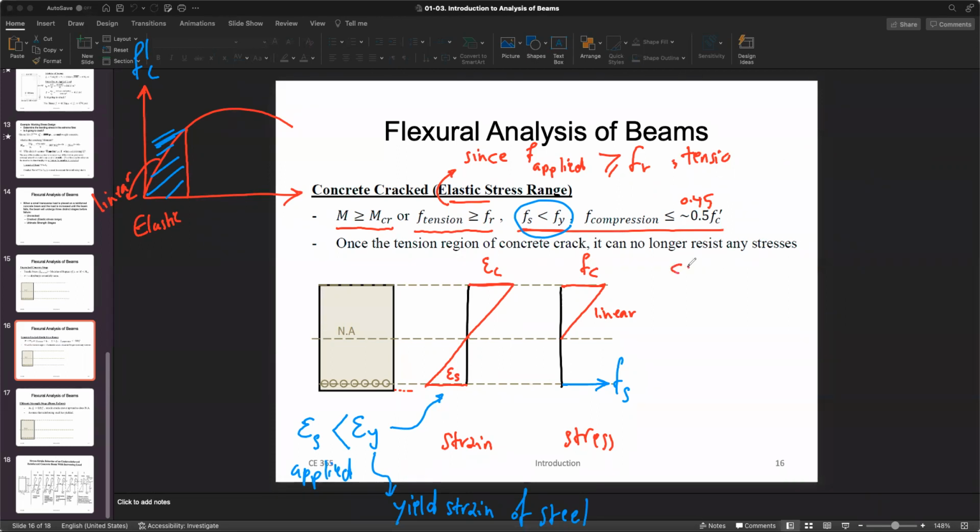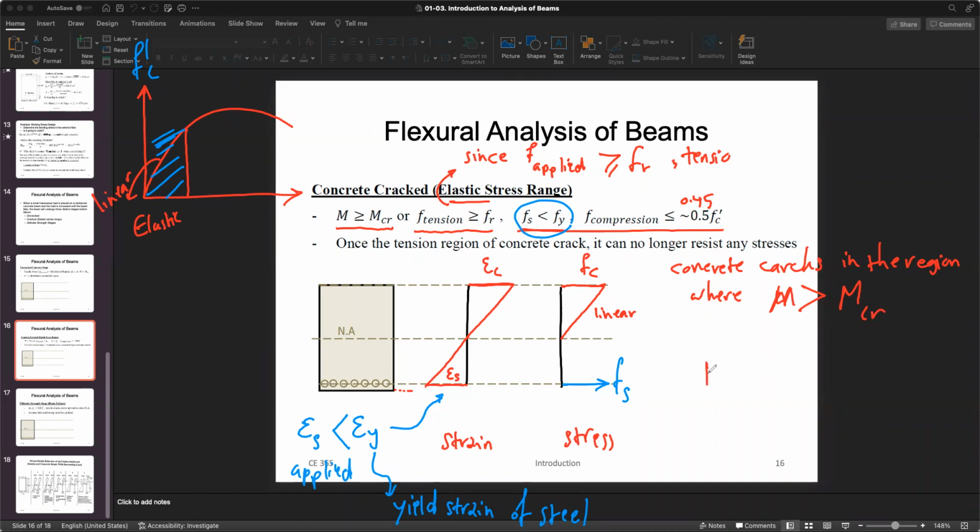A little bit about cracking concrete, cracks. In the region, I can spell it, where M is more than M crack. All right. So what does it mean?